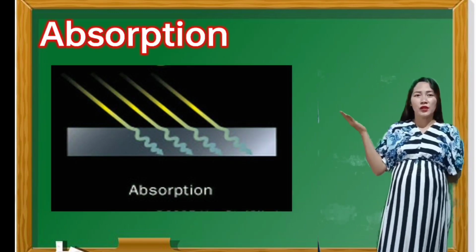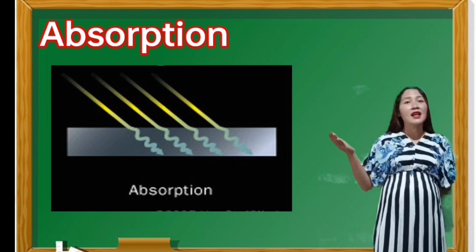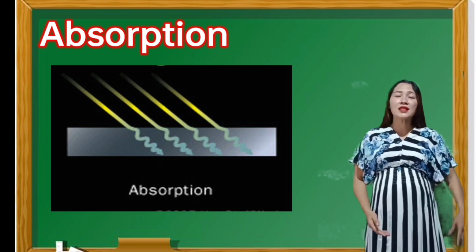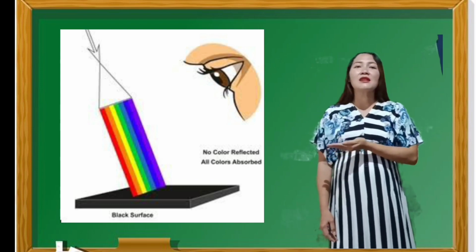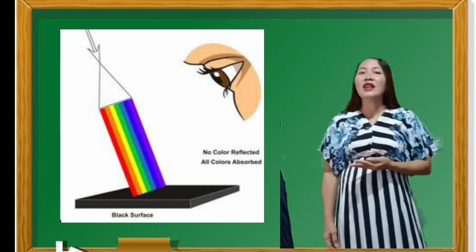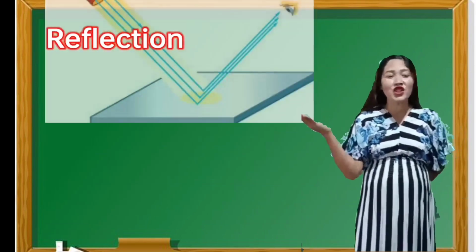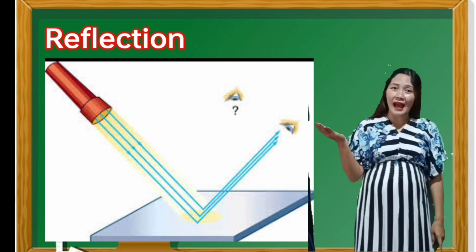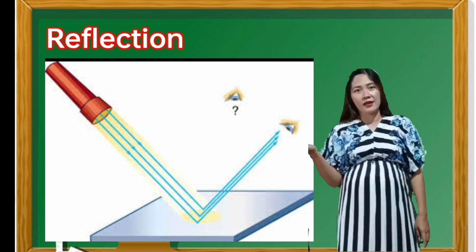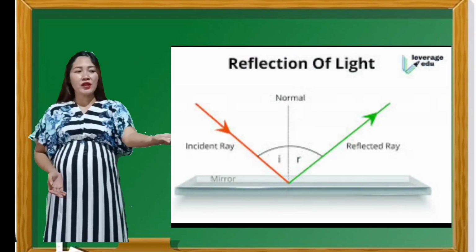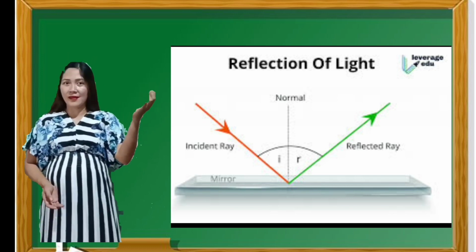Next is absorption. It refers to materials taking in the light and not reflecting it back. For example, when light strikes a black surface, it is absorbed by the surface and nothing is reflected back, as you can see in the picture. Next is reflection. When an object blocks the light, some of it bounces back from the object. Study the picture.